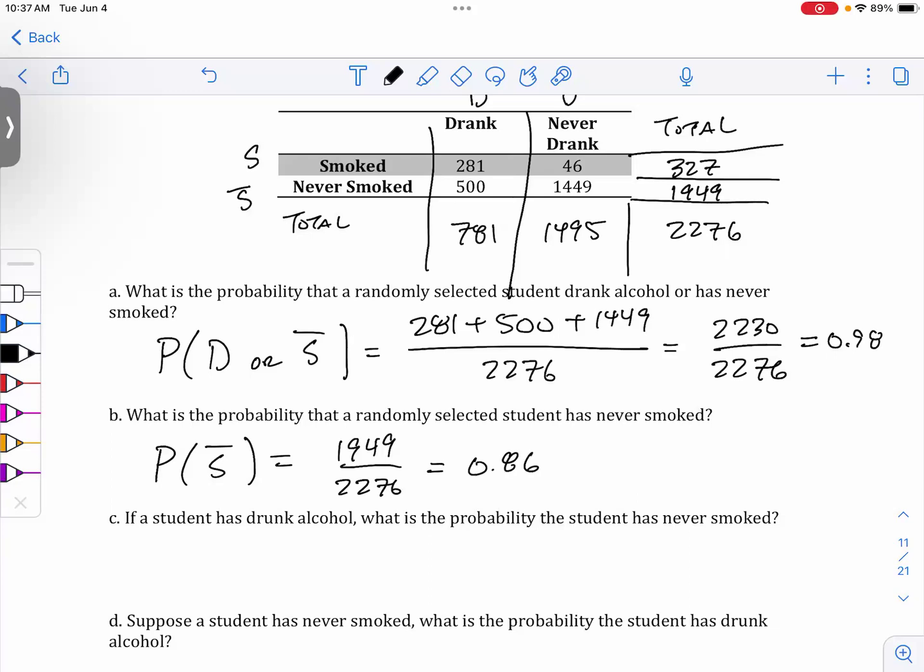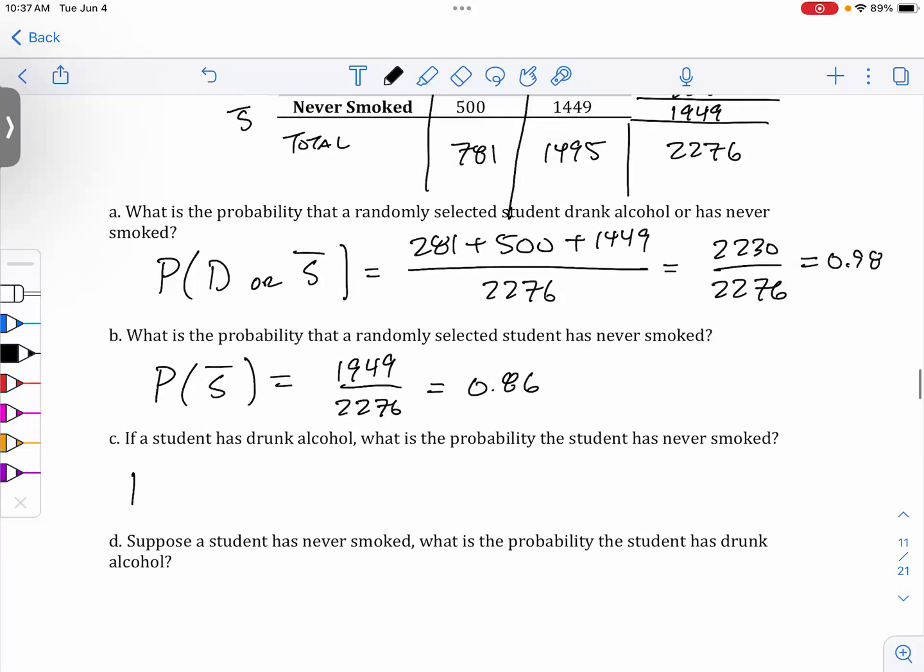If a student has drunk alcohol, unfortunately, that is grammatically correct, even though it sounds horrific. What is the probability the student has never smoked? This is a conditional again. All right, probability, never smoked given drank.